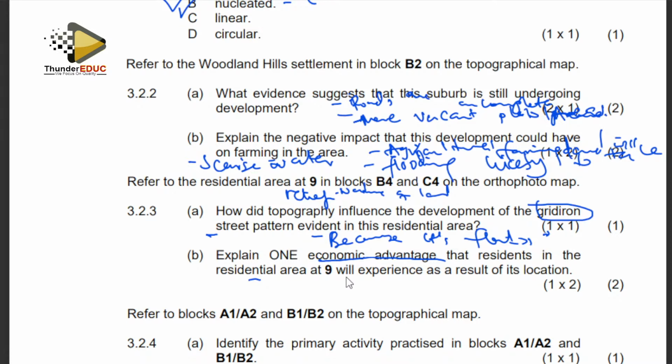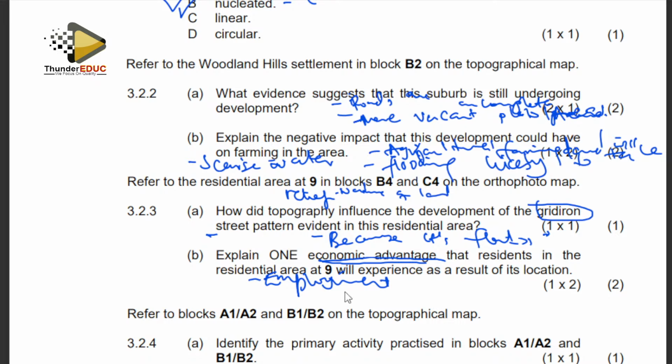Residential area at 9. Okay, number one, it will be easy for them to go shopping. Actually, the first very point should be that there will be employment of people. So if that area is built economically, people will be employed and they will get money. They are looking at economic advantage.